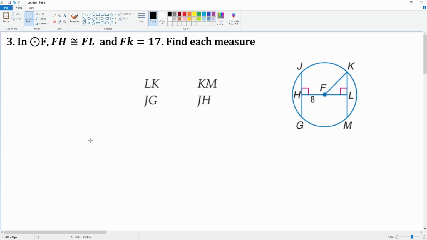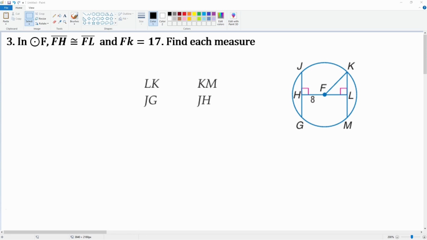All right, we have number 3 in circle F. Notice that the line segment FH is congruent to line segment FL. FK is also equal to the value of 17. Also in the image, you notice that FH is 8. Okay, you're trying to find those 4 measurements, right?